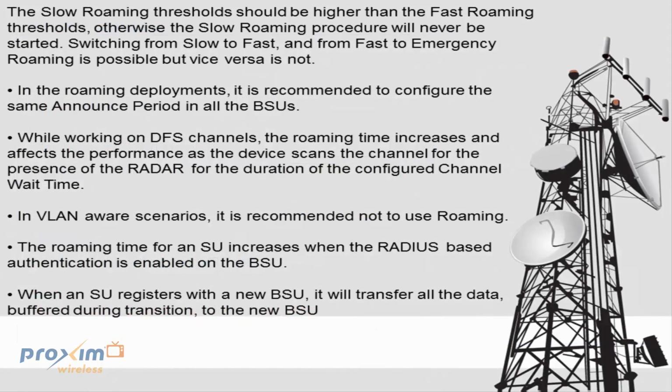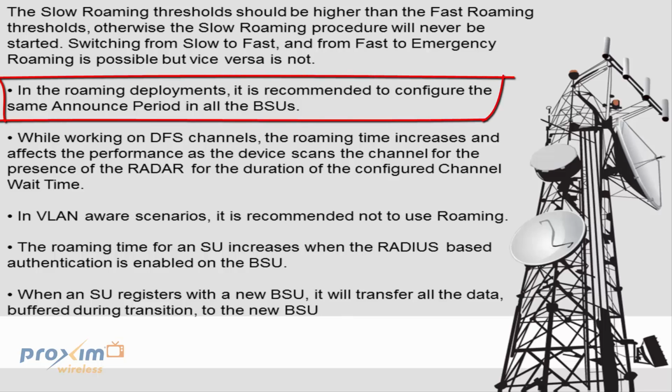All right, a few items to know about the slow and fast roaming. The slow roaming threshold should be higher than the fast roaming threshold. Otherwise, the slow roaming procedure will never be started. Switching from slow to fast and from fast to emergency roaming is possible, but vice versa is not. In roaming deployments, it is recommended to configure the same announcement period on all of the base stations.